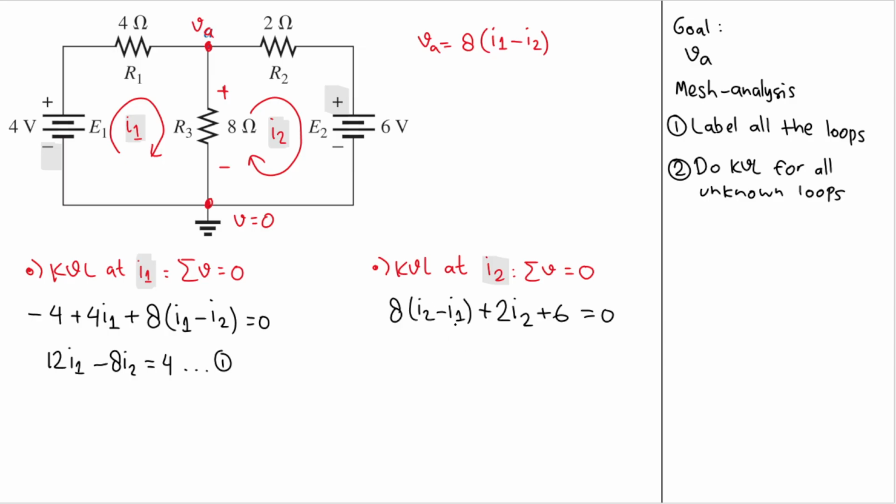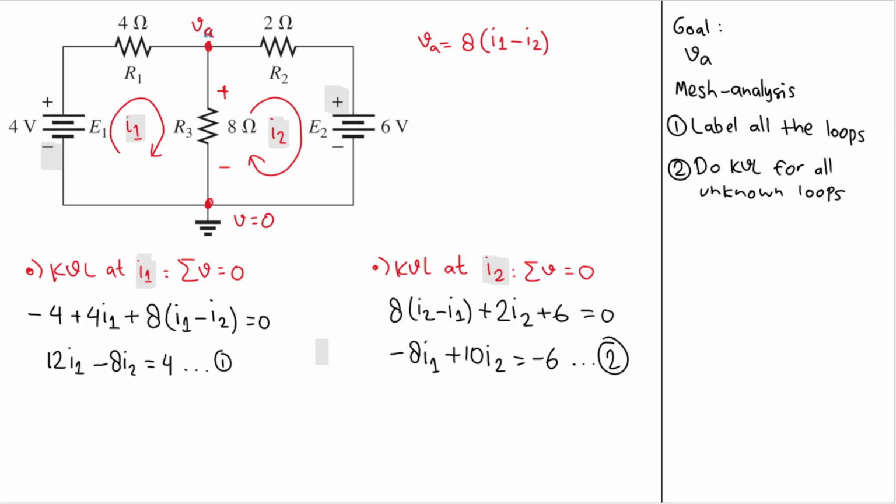Good. Now I1 only came from this place. I will have minus 8 I1. And then I2 came from 2 places, this and that. 8 plus 2, that will be 10, right? So I'll have 10 I2. And then let's put this 6 to the right hand side. So I'll have minus 6. And let's have this as equation number 2.